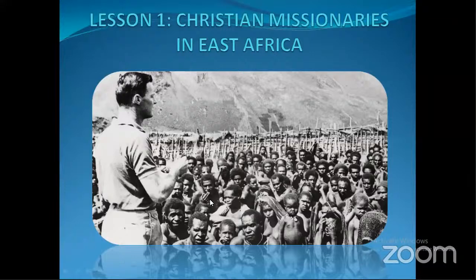Okay, when you look at your screens there, our first lesson is about missionaries in East Africa, as you can see. I have an image of a missionary who was actually preaching to some Africans, as you can see. Down there are the followers, and then that white man you see there was a missionary.